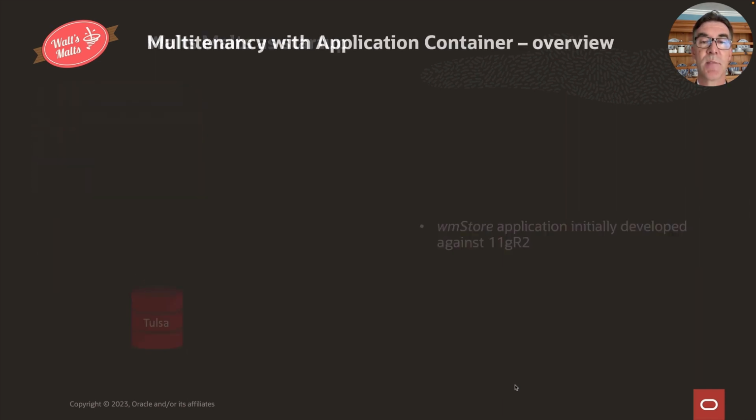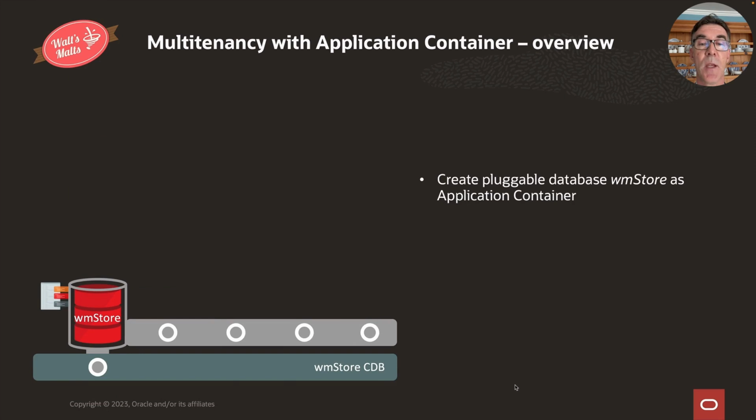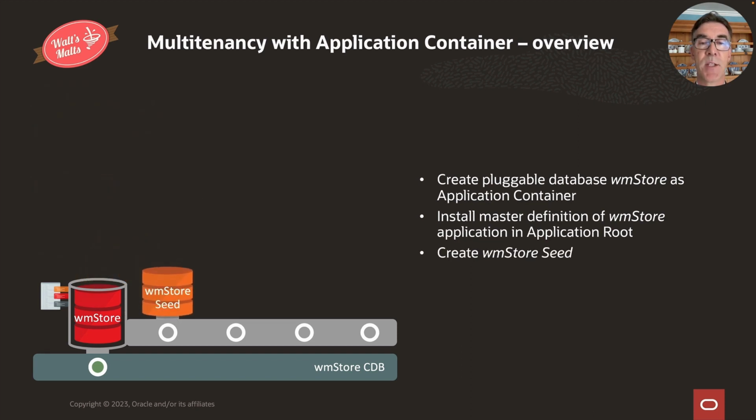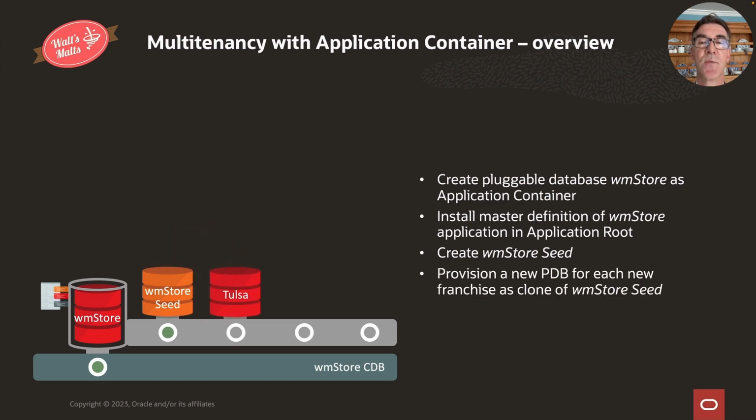single Oracle database. In this architecture, we start by creating an application container with what we call the application root PDB. In this, we run the standard installation script for the wmStore application, with no changes. We create what's called a seed database, named wmStore seed, and provision new tenants as clones of wmStore seed. So far, it's comparable to the situation with a simple CDB-PDB model.